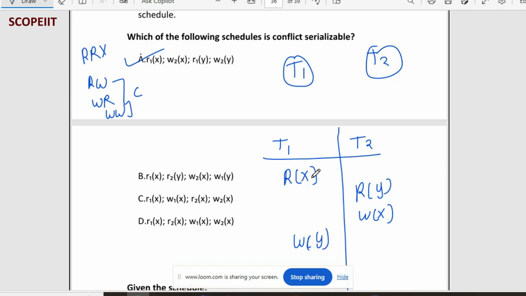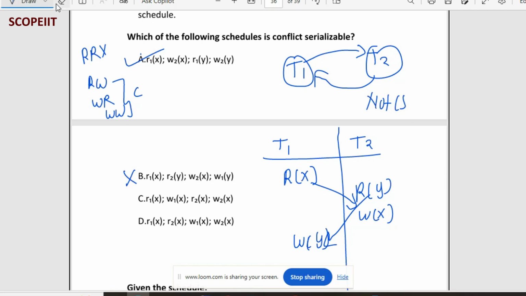Now you can see R of X, W of X. R of X, R of Y is no confliction. R of X, W of X. So we got one confliction from T1 to T2. So draw one arrow from T1 to T2. Now let us check from T2 to T1. Here you can see R of Y, W of Y. It's read write as well as with the same variable. So there is a confliction from here to here. So we'll draw one arrow from T2 to T1. Now you can see there is a cycle, T1 to T2, T2 to T1. So it is not CS. So option B is not the correct answer.